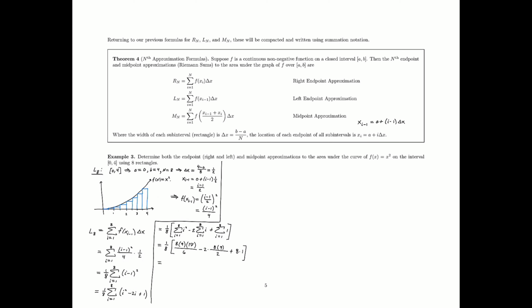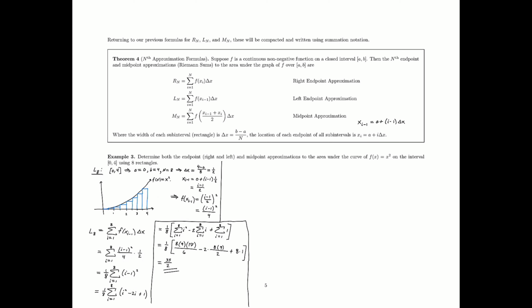where are we here? 35 halves. There we are. Okay, so that's the left endpoint approximation. For the next approximation here, let's just cap this off.